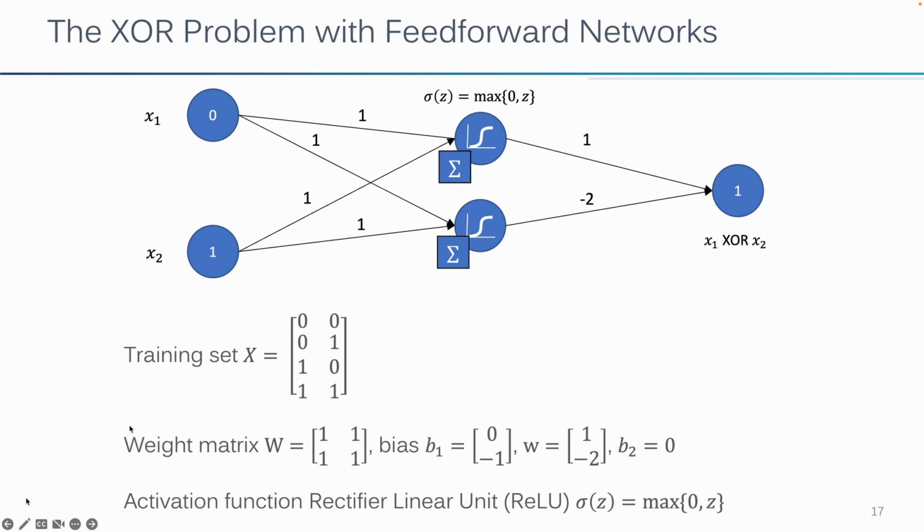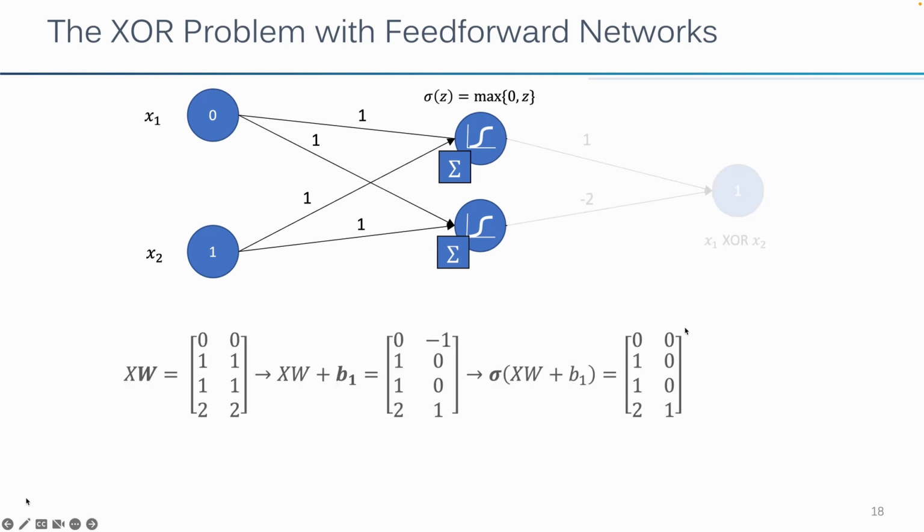And we can define a very easy weight matrix of all being 1 and the bias of being 0 and -1 in the first layer, in the hidden layer. And then for the output layer, we define the weight matrix as being 1, -2, and the bias to be 0. And now we can compute that. So if we take the first layer, we compute the training set X times W, and that gives us this matrix here. If we add a bias to that, so the bias is 2 values, it's added to each of the rows of our data set, we receive this matrix.